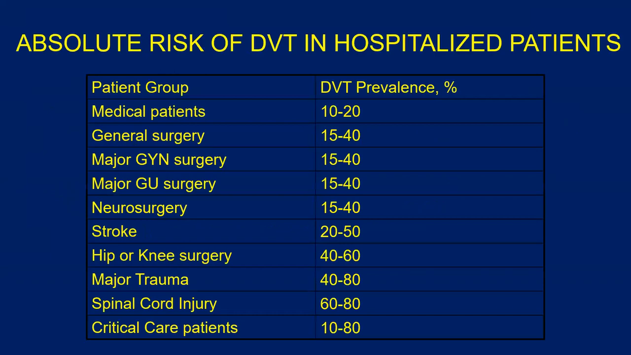Now, looking at the absolute risk of DVT in hospitalized patients. This is data taken again from the US, and it shows the absolute risk of DVT occurring in hospitalized patients. The highest risk still remained in the critical care population, the major trauma population, and our orthopedic patients. As you can see, critical care 10 to 80%. I know that's a wide range, but it's because sometimes these are missed, and there's such variability in this as well.